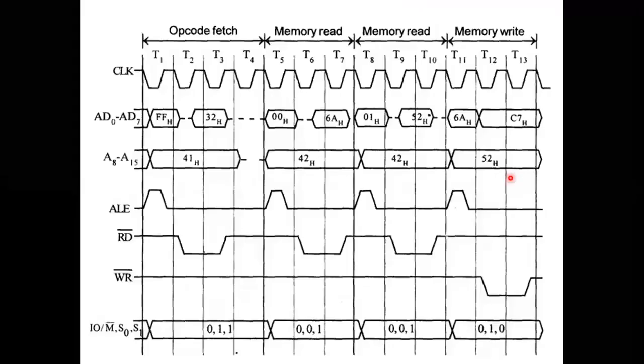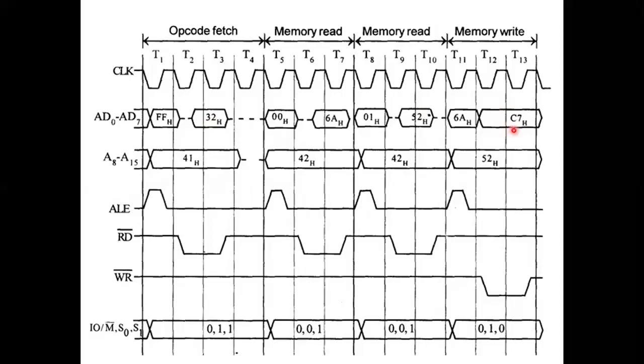Okay, so got it. That is the clock pulses. So totally we require 13 clock pulses, then the AD0 to AD7 value for every clock pulse. First one is the opcode 32. Next read cycle 68. Next read cycle 52. Then write the value C7. C7 is the accumulator value, because we are storing the accumulator value into the memory.